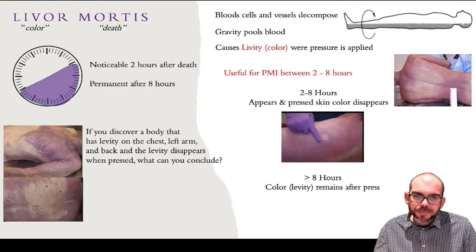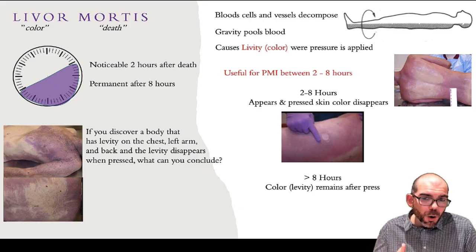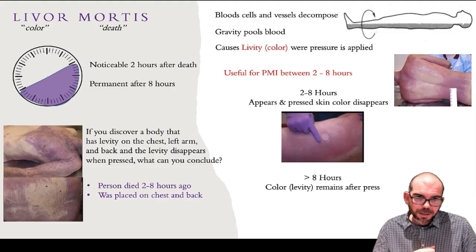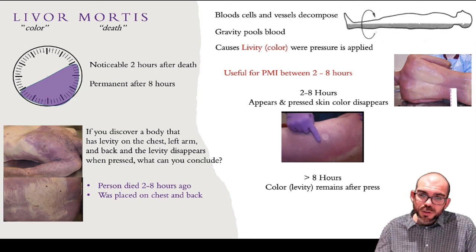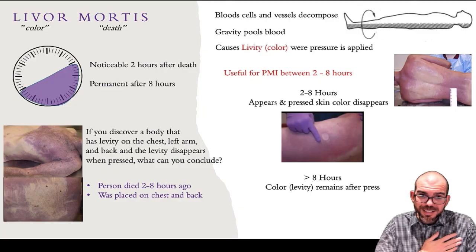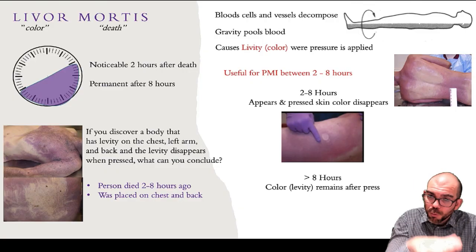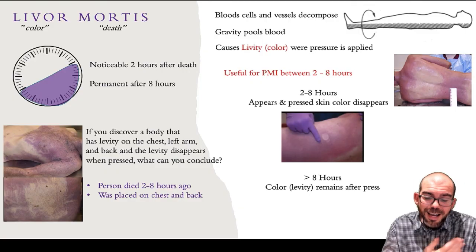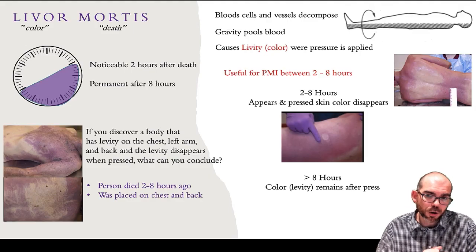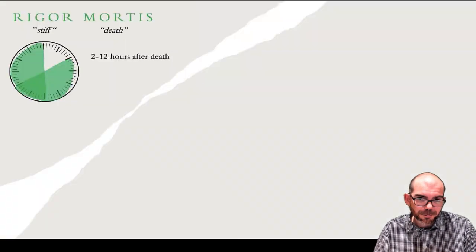Let's try this out. If you discover a body that has lividity on the chest, left arm, and back, and lividity disappears when pressed, what can you conclude about the time of death and what's happened to this body? Well, I know this person died 2 to 8 hours ago because when I press, the color disappears. Since they have lividity on their chest, left arm, and back, that means the body has had pressure applied to it, both in the front and in the back. This gives me a time estimate and insight into what may have occurred in regards to that person's death.